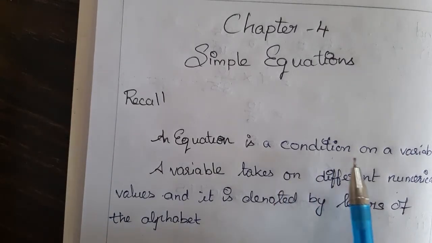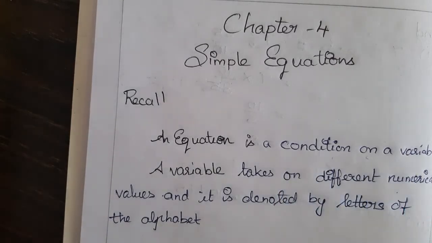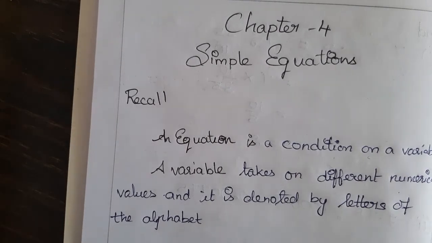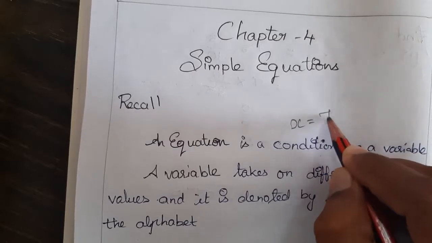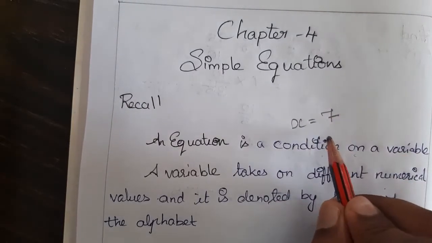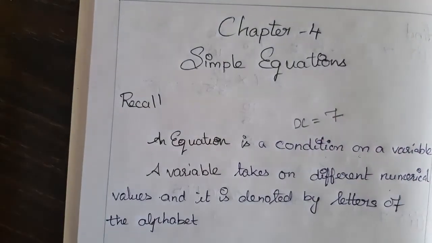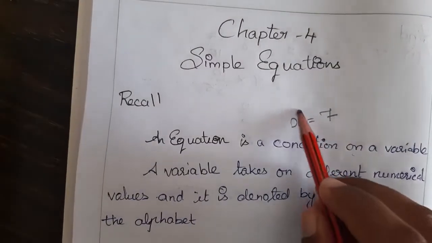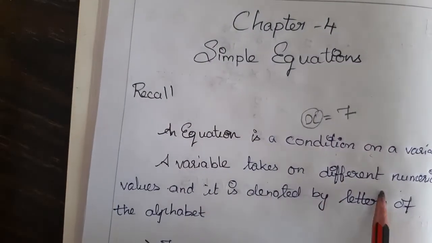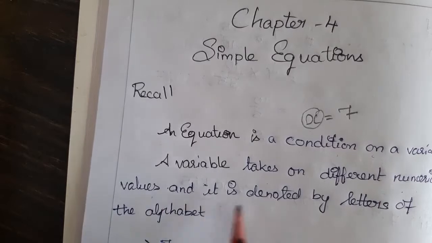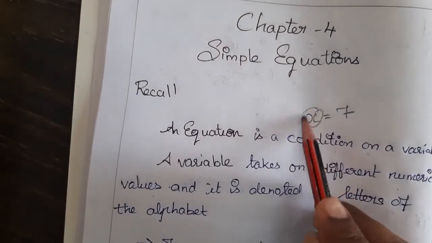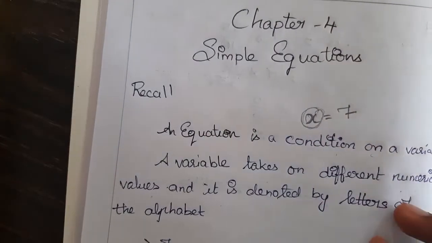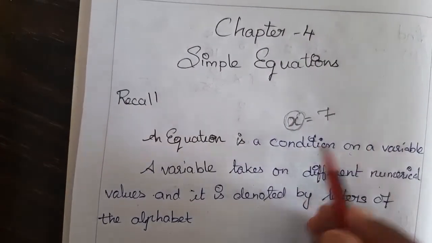An equation is a condition on a variable. For example, x is equal to 7. This is an equation which has the condition that the x value is 7. The variable, x, takes different numerical values and is denoted by a letter of the alphabet. You can see I have denoted it here with the letter x. It can be denoted with any letter of the alphabet.